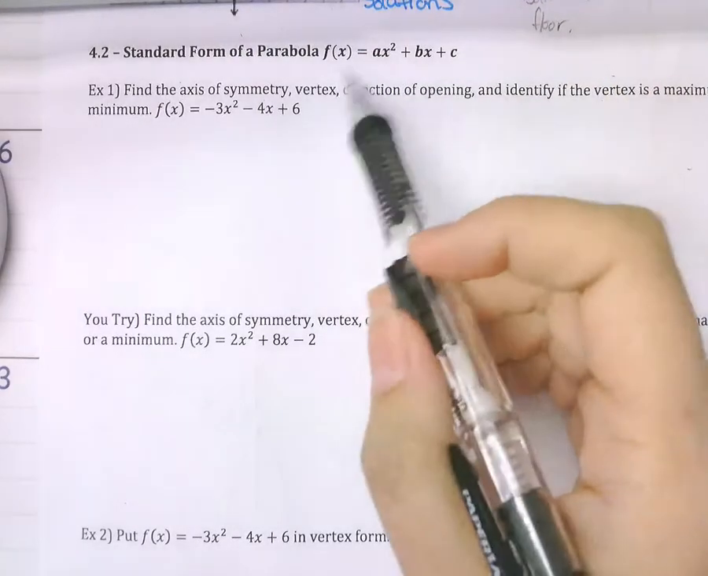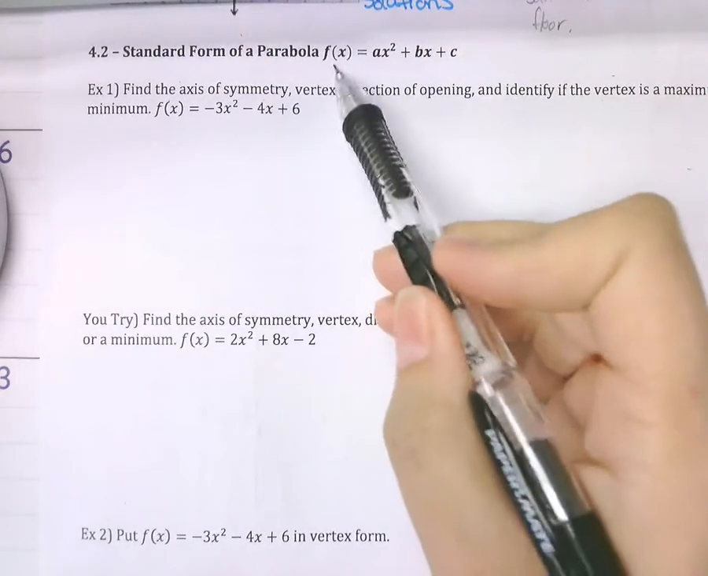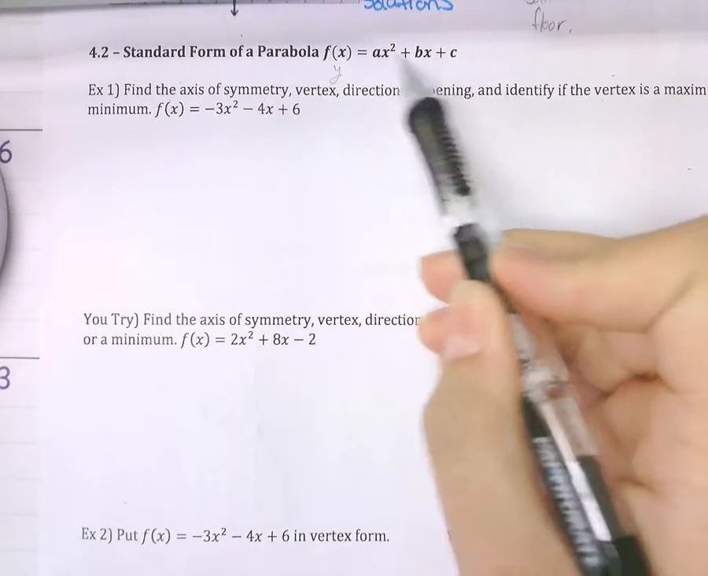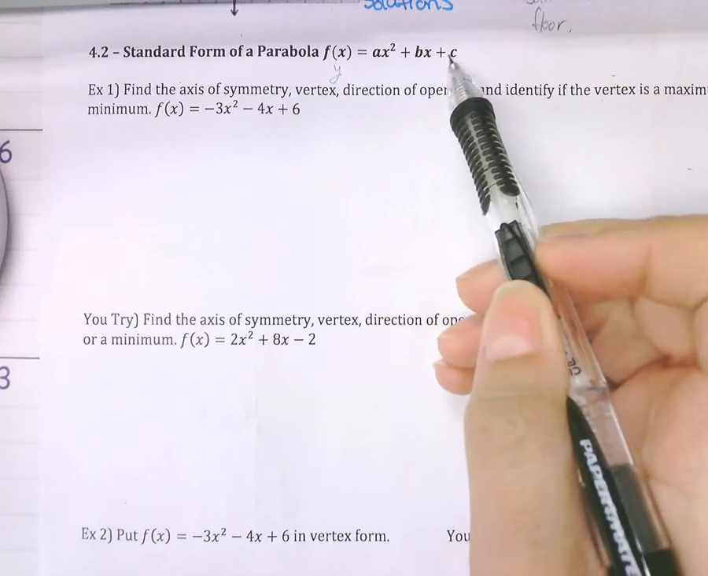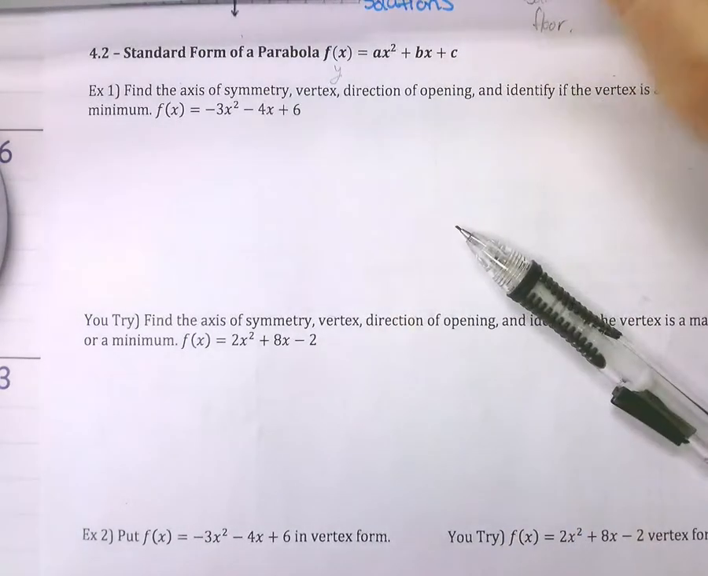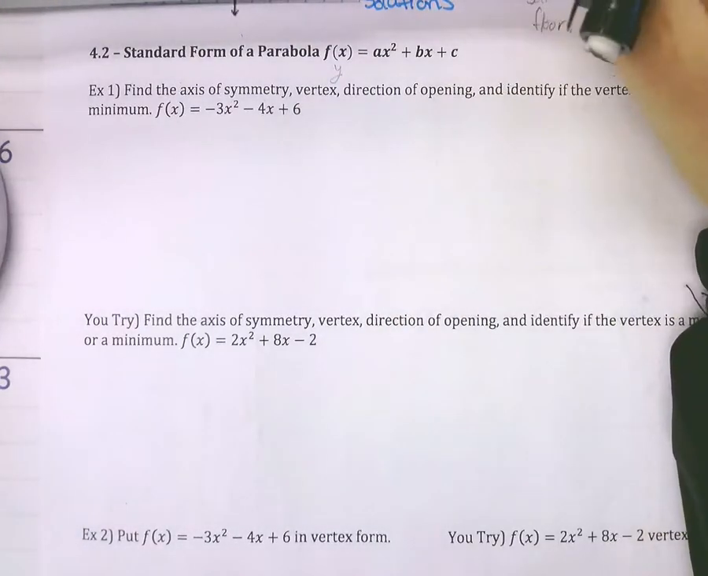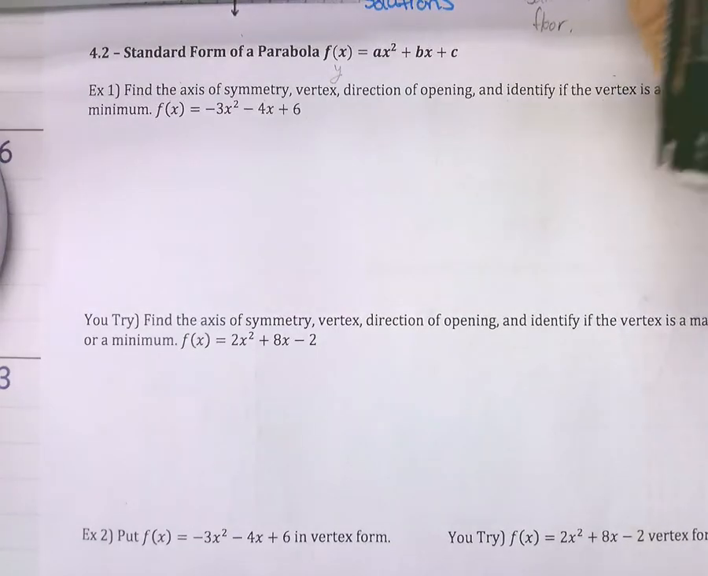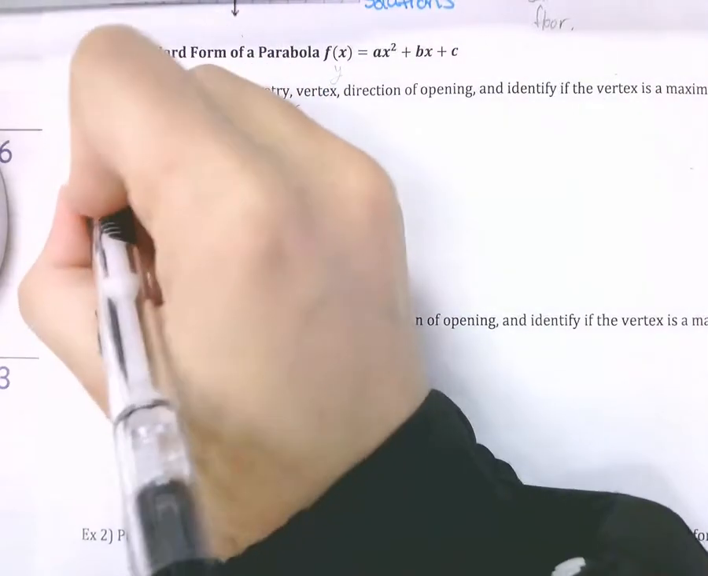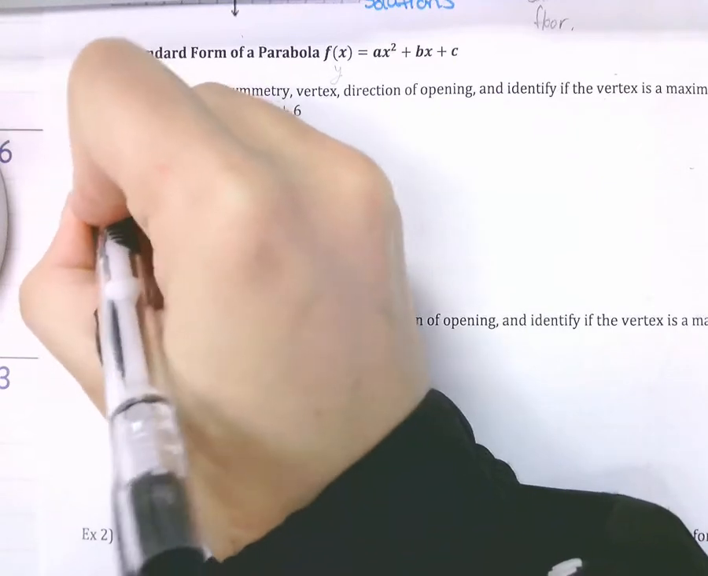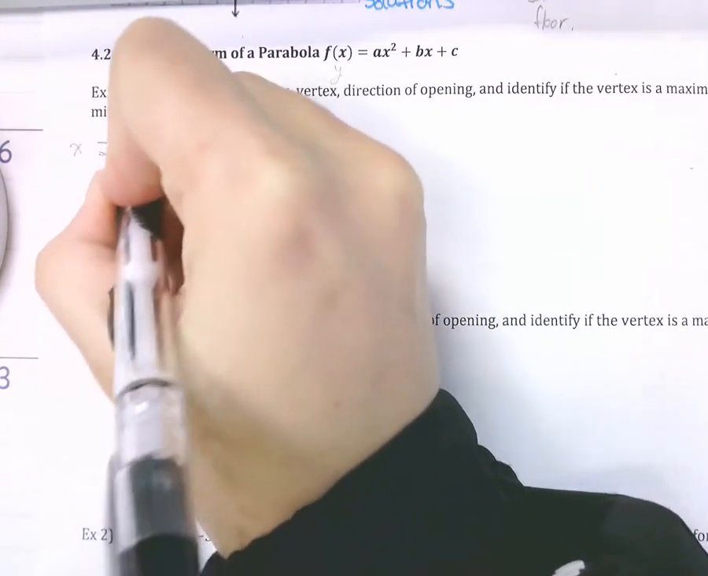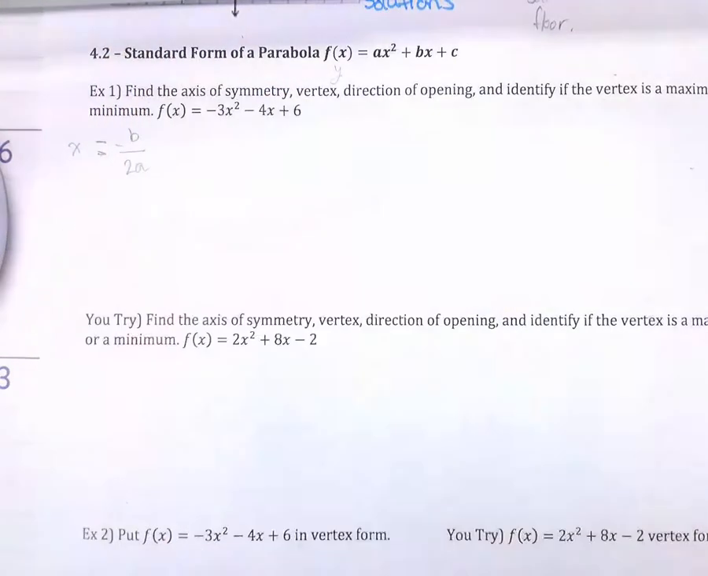Standard form of a parabola. Well, it's just instead of y, it's the same thing. Standard form of a parabola is basically if the parabola was expanded. So when it's in standard form, in order to find the vertex, you need to know that the x-coordinate of the vertex is equal to negative b over 2a.